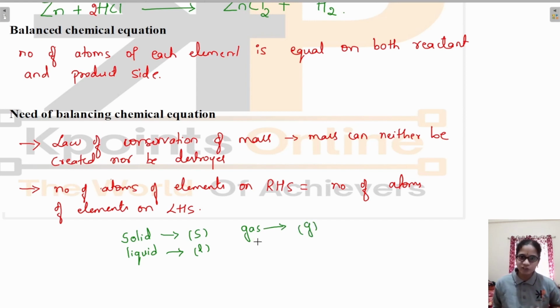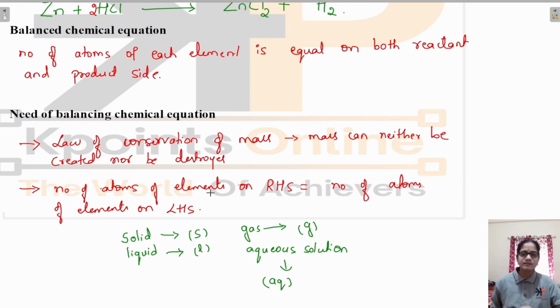If it is present in the form of an aqueous solution, we will write it with (aq). These are called state symbols. For a balanced chemical equation, we need to write the state symbol for reactants and products. That will give more information about a reaction. So simply by seeing the reaction, we will come to know what the reactants are, what the products are, and under what conditions the reaction is taking place. And we will also mention the temperature, pressure, and other reaction conditions.